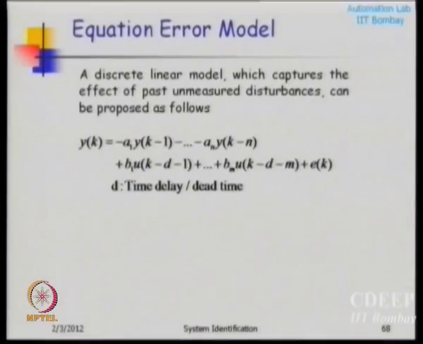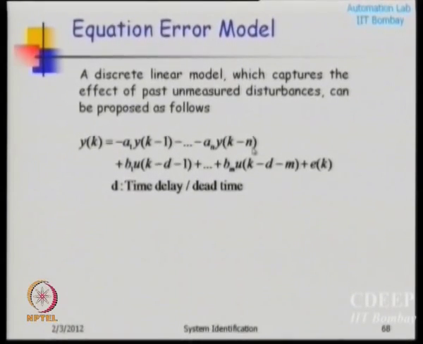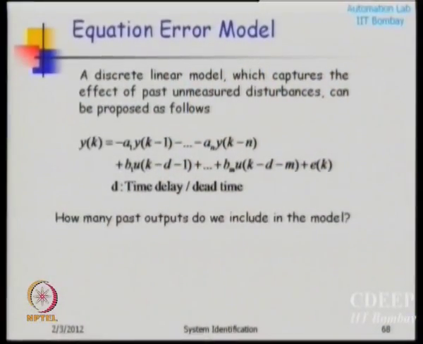Okay. Now here you see that I am taking yk minus 1, yk minus 2, yk minus 3. How many such past values should I take? So I want to develop this model in such a way that E of k will become white noise. I do not know what order to choose. But it depends upon how you choose the model order. It is not obvious that it always becomes white noise. I'll give you an example. Okay. So how many past outputs should I include?